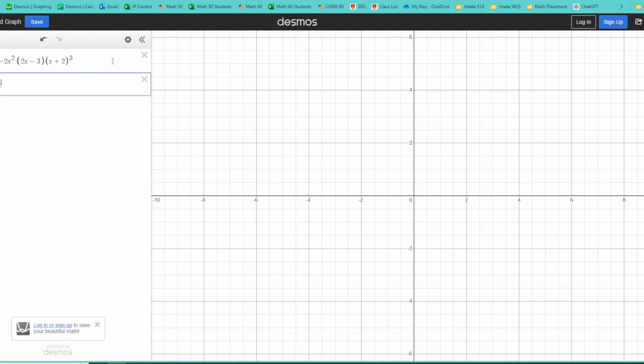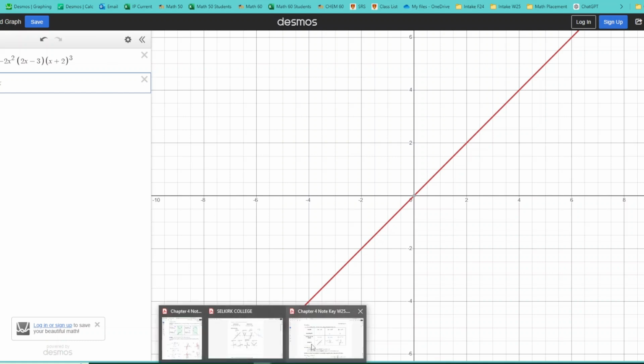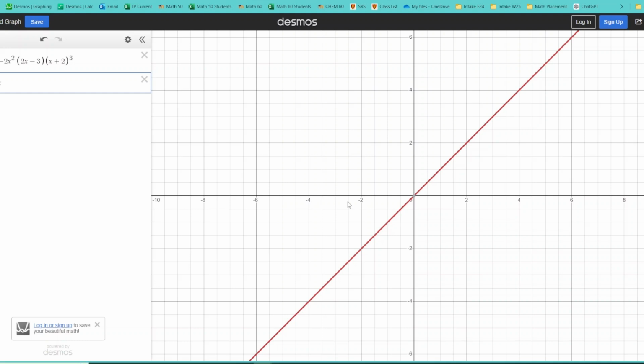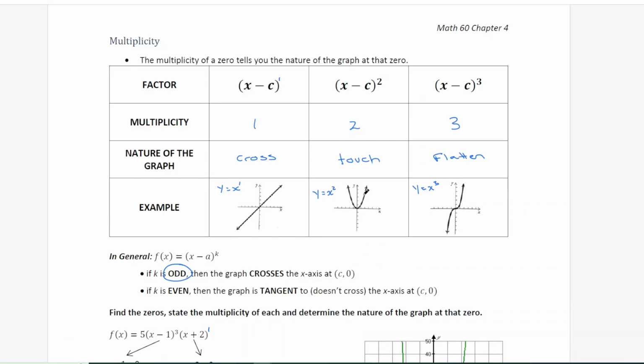The only one that just crosses is the multiplicity of 1. So a multiplicity of 1, the graph crosses. A multiplicity of 3, the graph flattens, but also crosses. Multiplicity of 5, it flattens, but also crosses. And so in general, if you're thinking about the nature of the graph, they just summarize it by saying that every odd multiplicity, the graph will cross the x-axis.